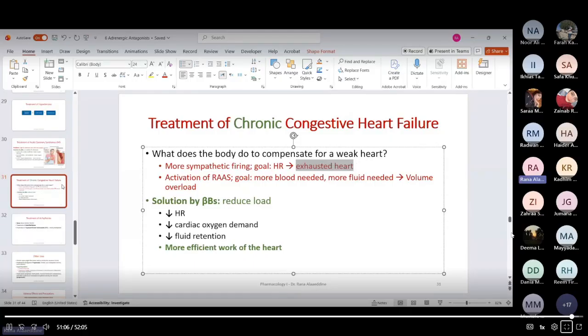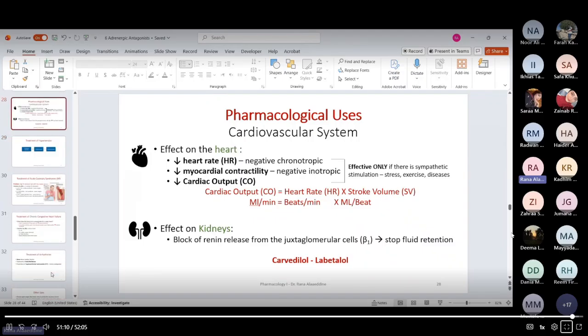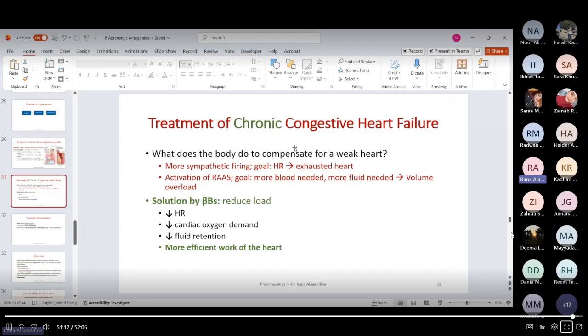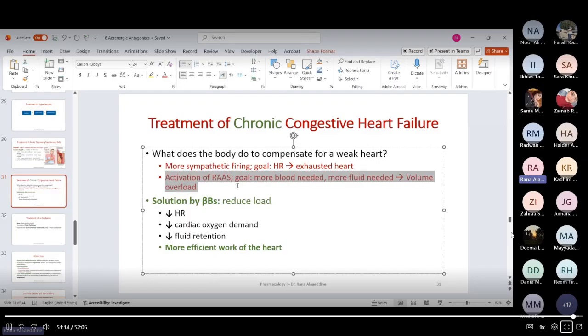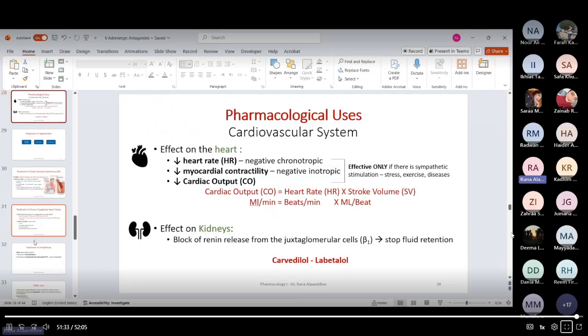Okay, also, this part of the kidneys, the RAS system, plays a big role in congestive heart failure. So we'll be blocking this overactivation and fluid retention. You're going to see, guys, patients with heart failure, they have swollen legs. Their legs are going to be swollen. Okay, so this is something that's very important to stop. And we stop it with the help of beta blockers when they act on the kidneys.